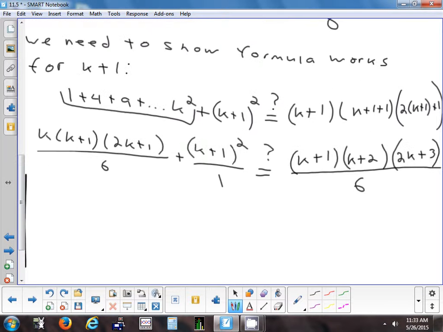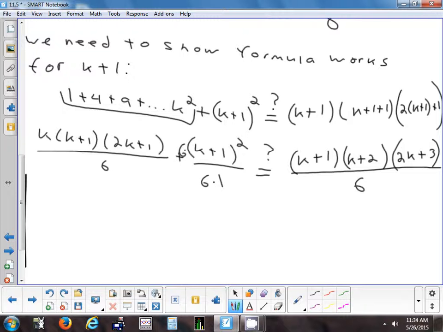What would your common denominator be between the two terms on the left? 6. Okay, so for now, I'm just going to try to work with the left-hand side and somehow factor it to make it look like the right. So I would multiply by 6 and 6. I'm not going to rewrite that whole thing just to add in the 2 6s. I'm just going to leave it like that.